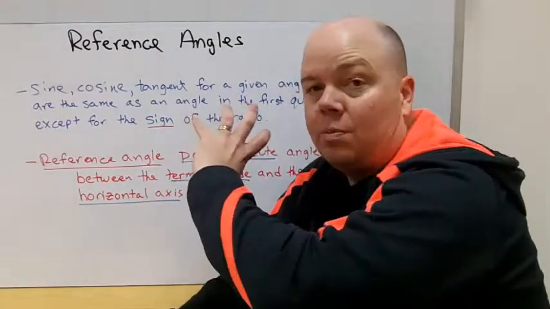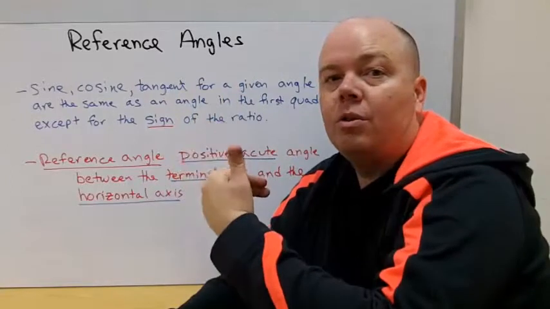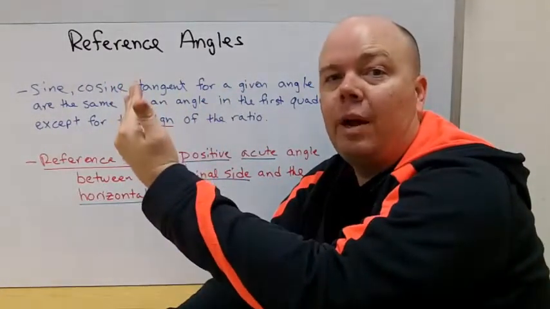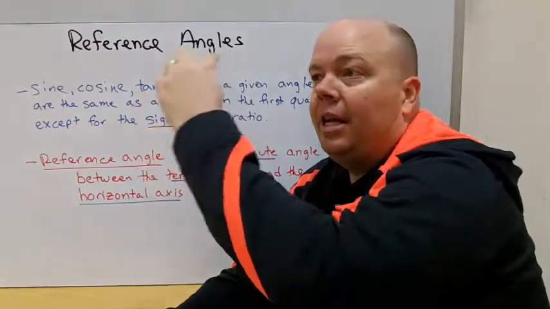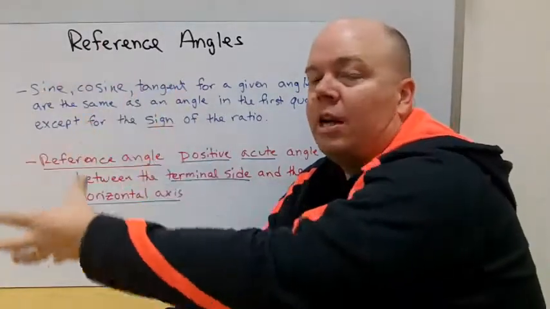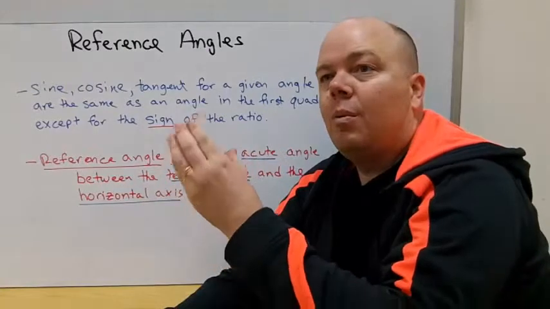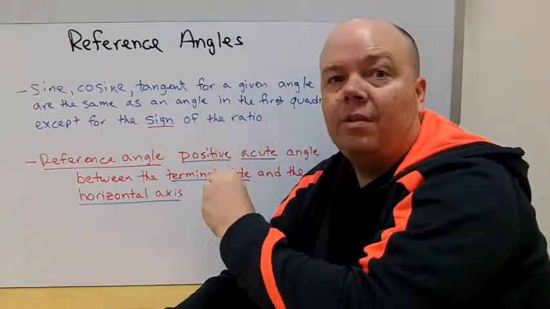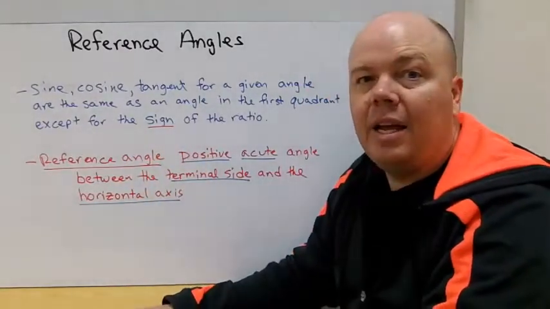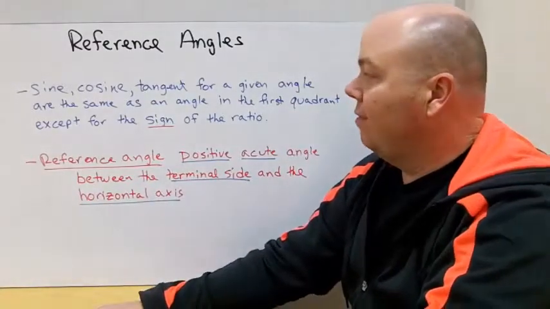So reference angles become a very important piece of this in that all of the ratios are found between 0 and 90 degrees, or 0 and pi over 2 radians, and they just repeat around the circle. When we get into the unit circle, all of those ratios are exactly the same as they were in the first quadrant. So if you can figure out what the ratio would be in the first quadrant, then all you have to worry about is if it's positive or negative. And that's determined by which quadrant it's in. We'll get into that in another video.